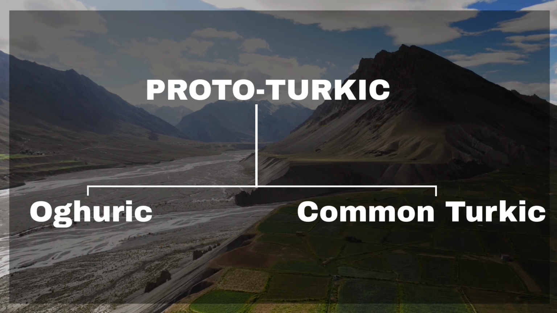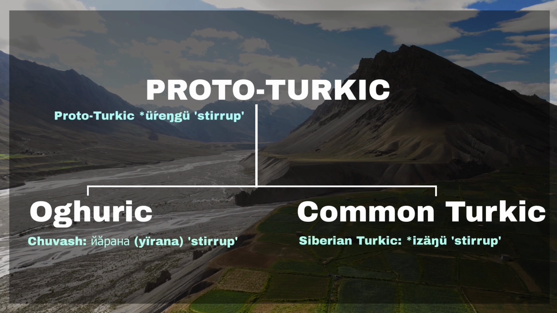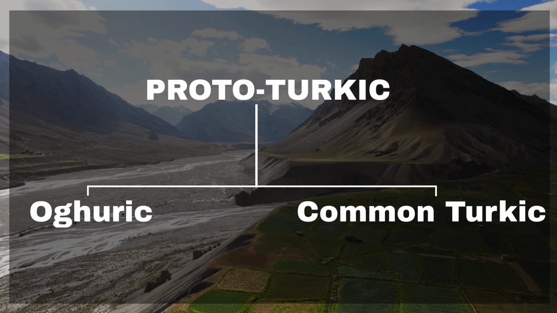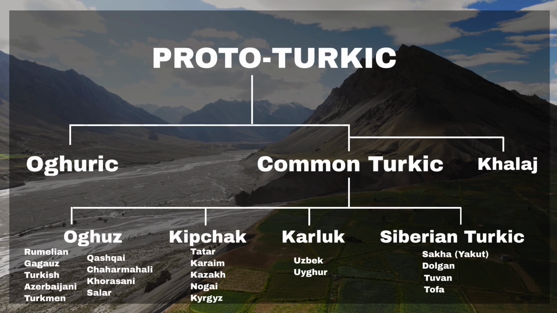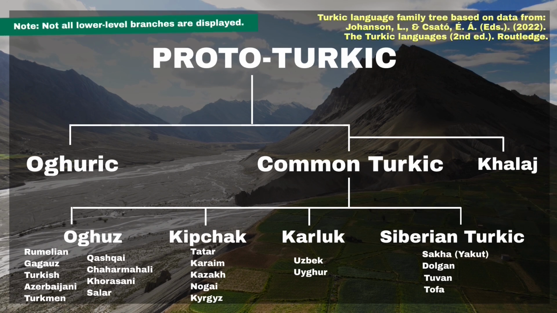In order to date the split between these primary branches, the word for stirrup offers a clue. It was the same across late Proto-Turkic, but tweaked as the dialects formed. See the variations on screen. Since stirrups don't appear in the historical or archaeological records before the 3rd century BC, the split likely happened after that, a timeline echoed in Oghur's Samoyedic loanwords. Another offshoot, Khalaj, now in Iran, diverged from Common Turkic. From these early named splits, we have the basic structure of the Turkic family tree.